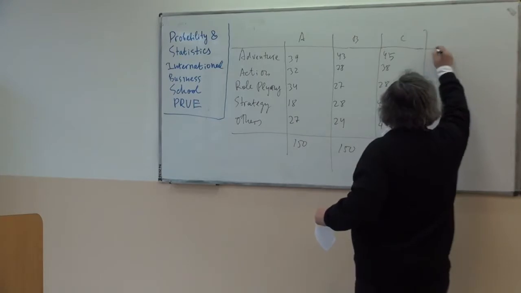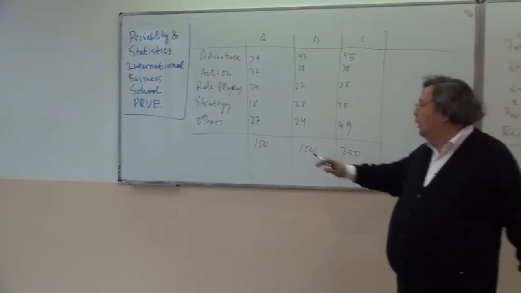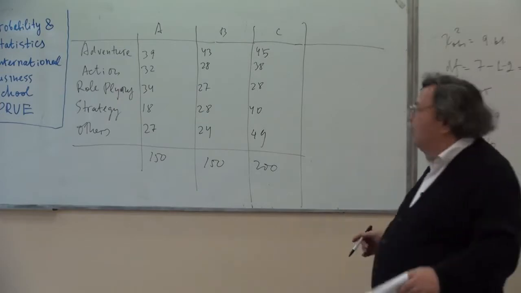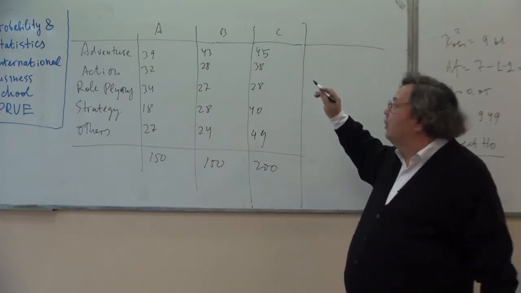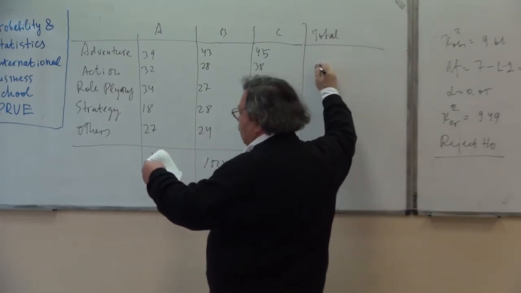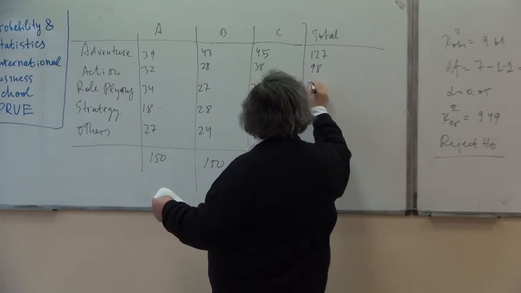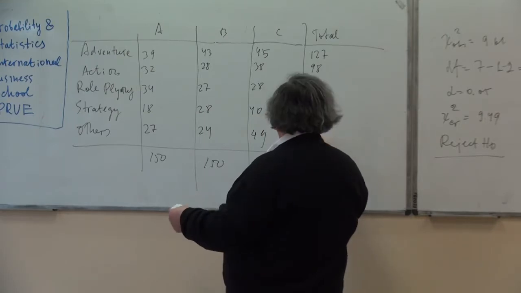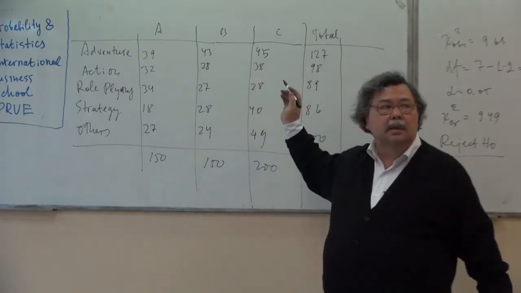First, now the totals in each column are predetermined. It's the number of respondents that we approach in each region. But the totals that we compute along each row are not predetermined. And this is what we do here. The total is 127 here, 98 here, 89 here, 86, and 100. So these are the row totals.